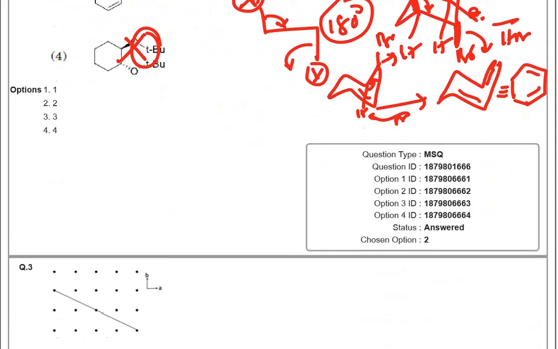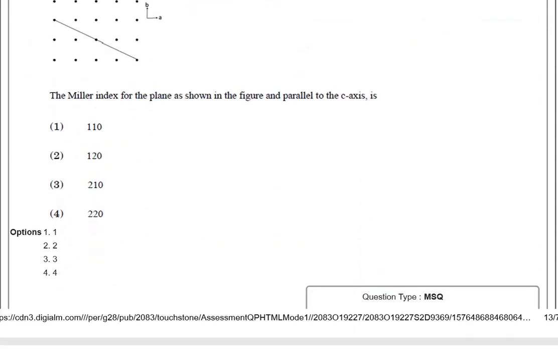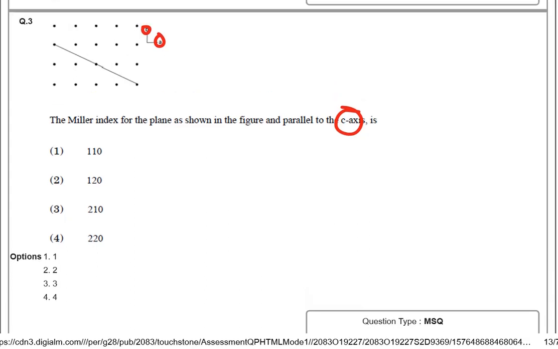Okay, right. And next question. Just look at the figure. The Miller index for the plane as shown in the figure and parallel to the C axis is. Here we have been given the coordinates A and B in this way. Okay, so just try to take those coordinates. So here we have A, and here we have B, and C must be here. Okay, right. I'm trying to develop a unit cell here. Okay, right. Here is the unit cell.